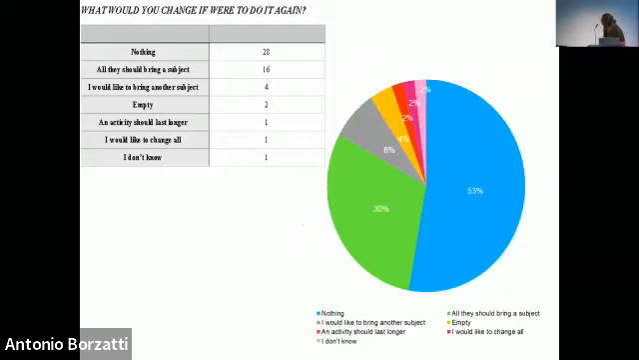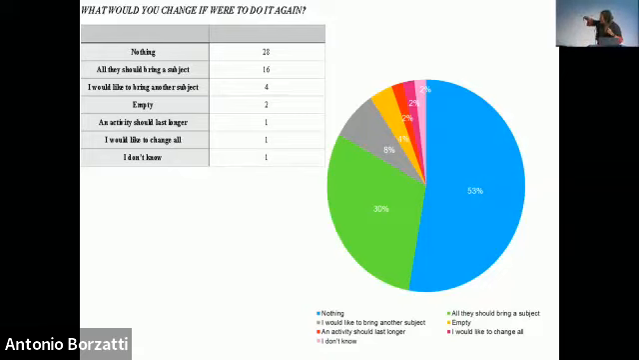And the next question, what would you change if you were to do it again? Nothing, 53%. They should bring a subject, it's 30 or something. I would like to bring another subject, so many of them realized that they made a mistake somehow. No, it was not a mistake, it was a lot of fun, but they realized that they couldn't catch the instructions.